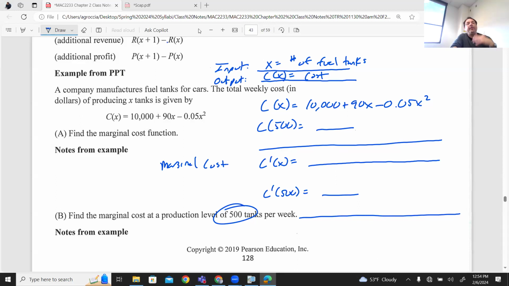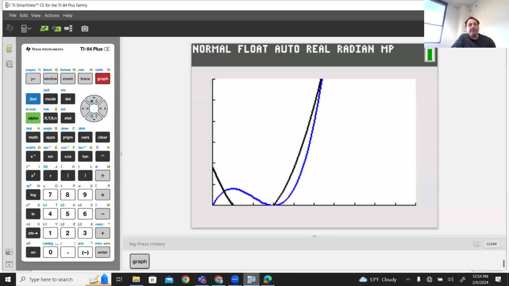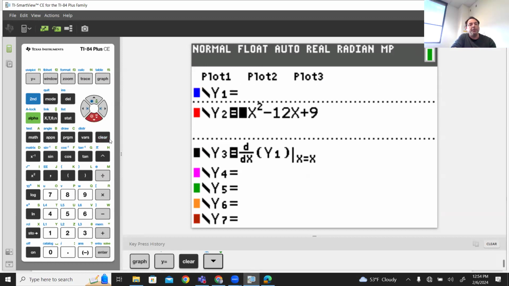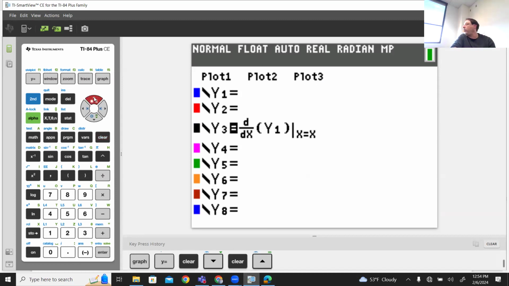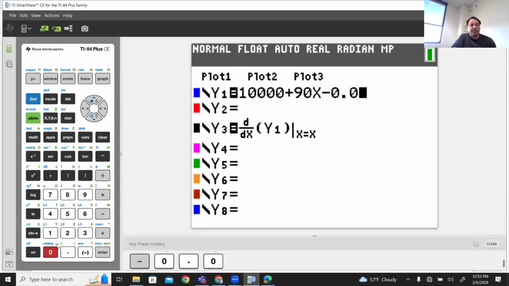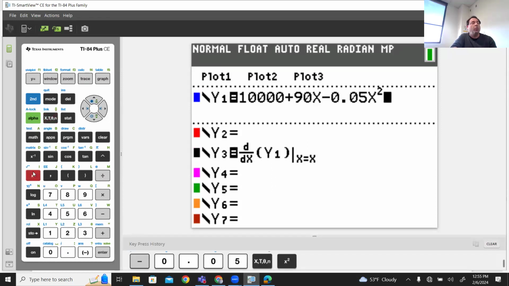So now that we've been working on it, I'm just going to do it all in the calculator and discuss it. So I'm going to go to my calculator. I'm going to go to y equals. I'm going to get rid of y1. I'm going to get rid of y2, but I'm going to leave that y3 there. We can use it as a nice check, right? So in y1, I'm putting the original, which is 10,000 plus 90x minus 0.05x squared. Make sure I typed it in correctly. One number's off, one thing's off, it throws everything off.